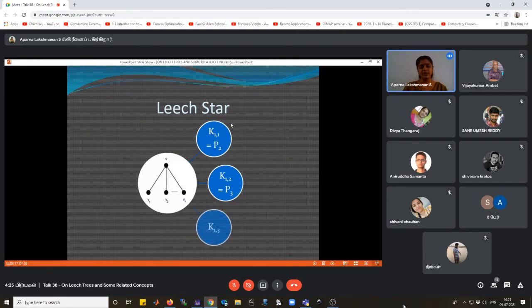are K11, which is same as P2, K12, which is same as P3, and we got one more, K13, which was the fourth among the list of all leech trees. Okay, so that is the case of leech stars.